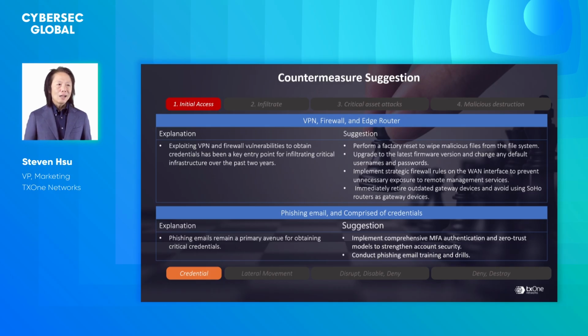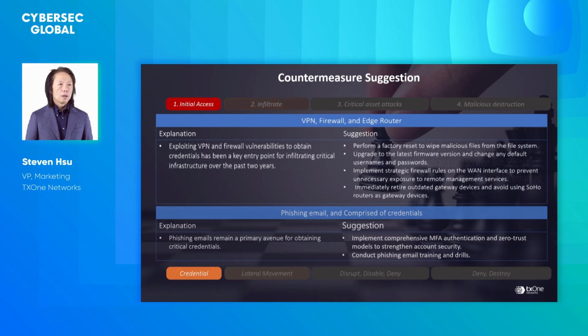Another good old solution is that they leverage phishing email and compromise the credential. That's still very effective. The suggestion here is nothing different from IT cybersecurity. You need to enhance your credential management. Try to implement multi-factor authentication. Also, perhaps consider using the zero trust model for deployment. And you also need to regularly conduct phishing email training and drills to increase awareness.